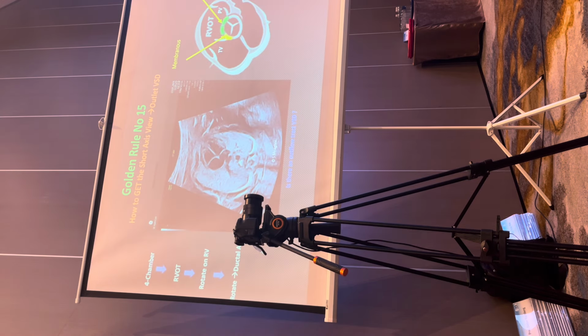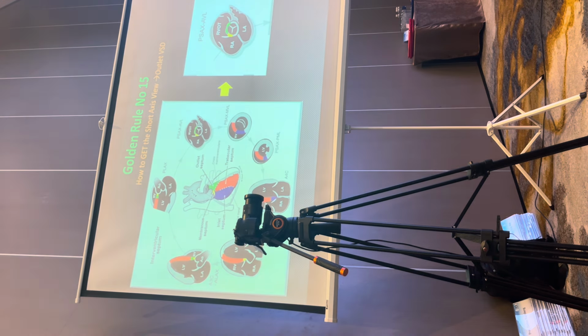I'll skip golden rule number 15 in the, oh no, maybe we'll do it. Golden rule number 15 is, it's very hard to see the outlet ventricular septal defect. And you say to me, Simon, how do I get outlet VSDs? You cannot get outlet VSDs on a 4-chamber. So how do you get an outlet VSD? How do I get that image that shows me the outlet VSD? Because I need to bring into view the tricuspid valve and the pulmonary valve in the same plane.